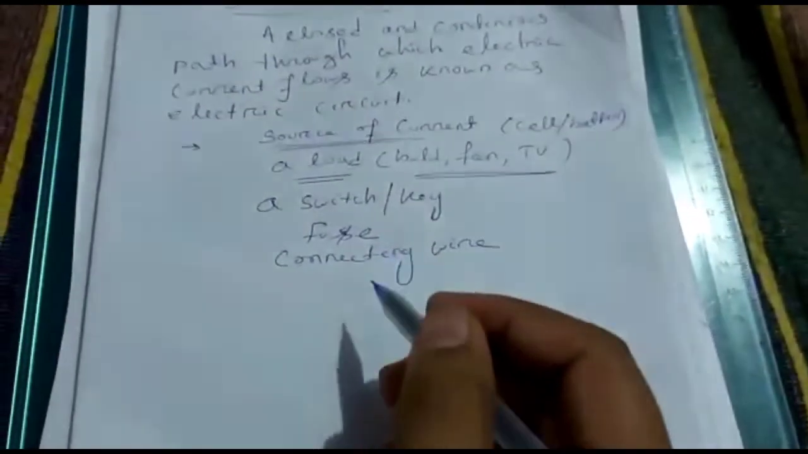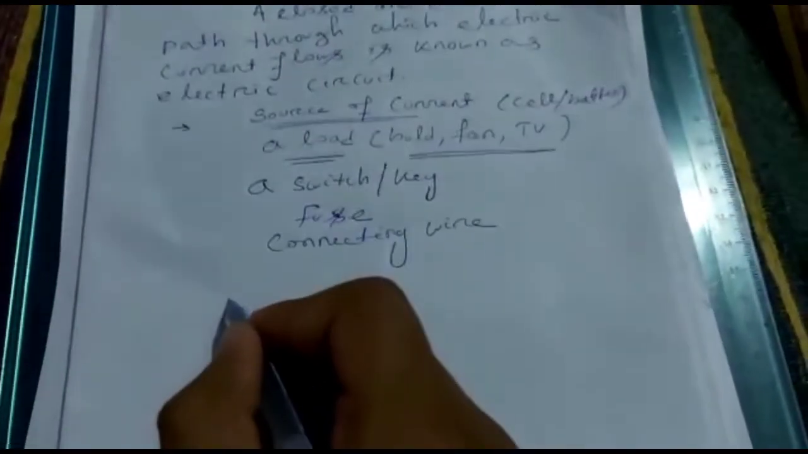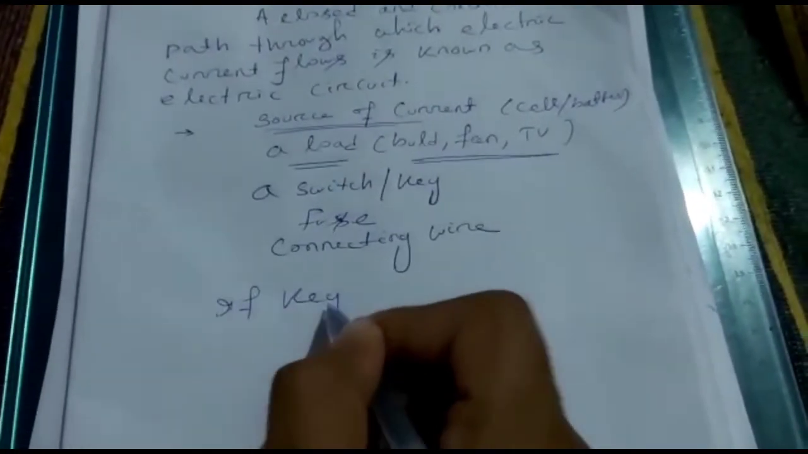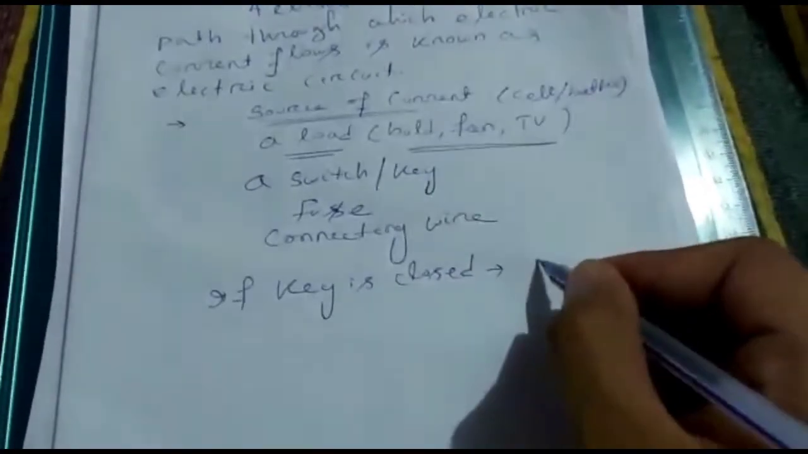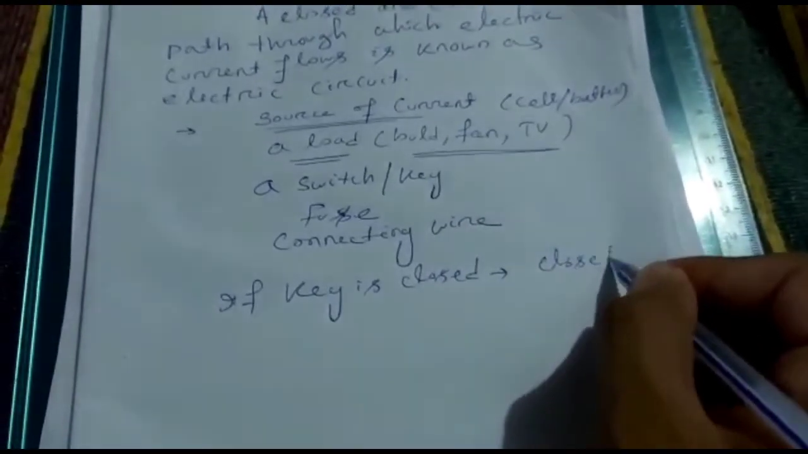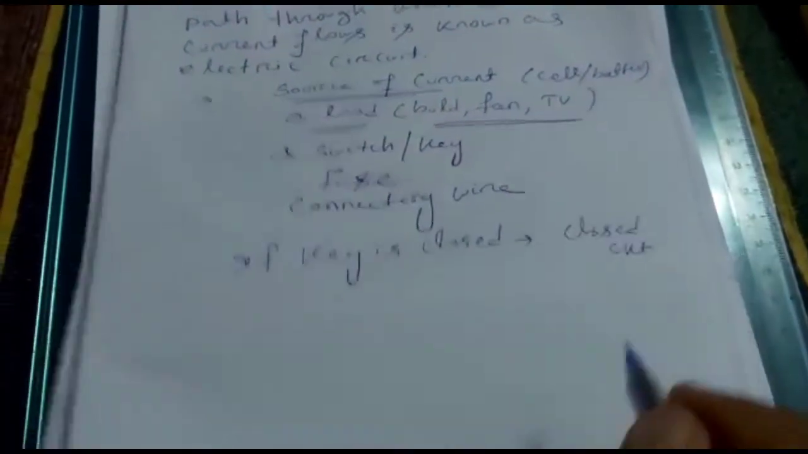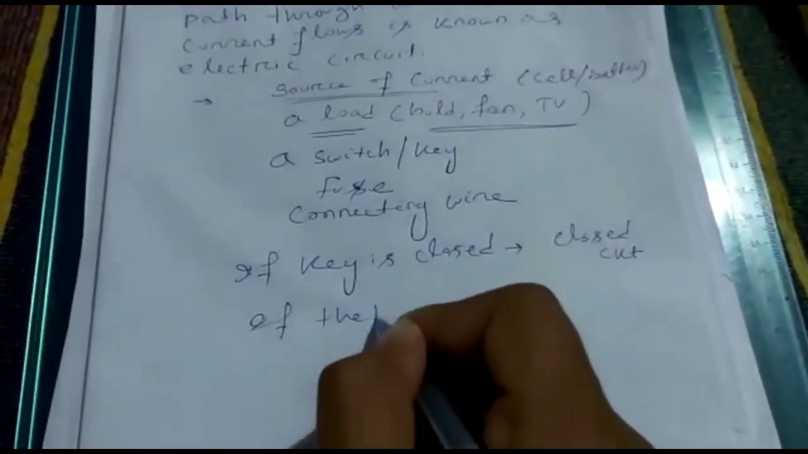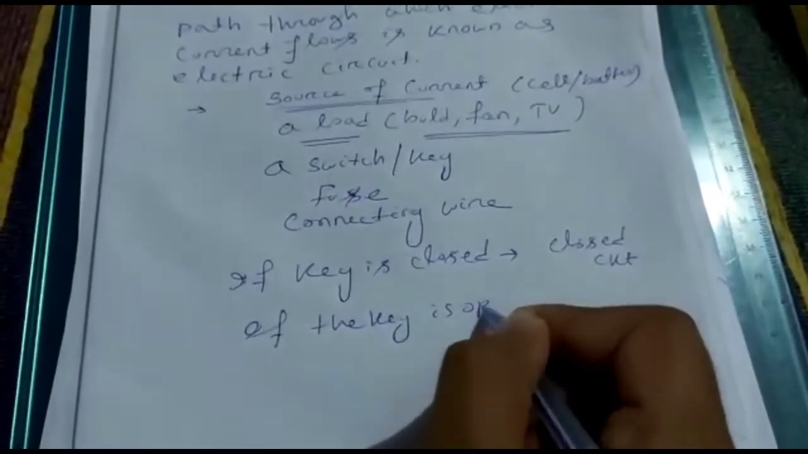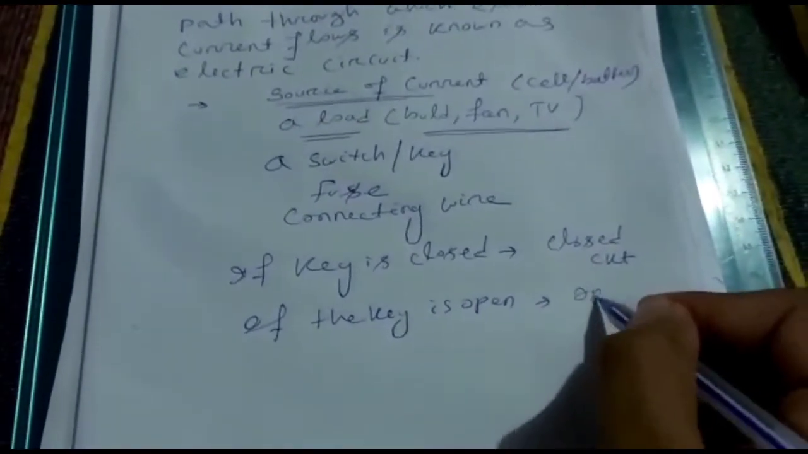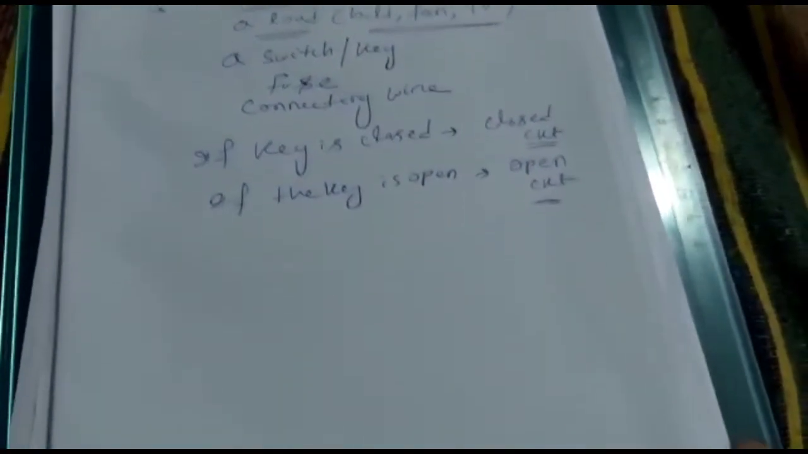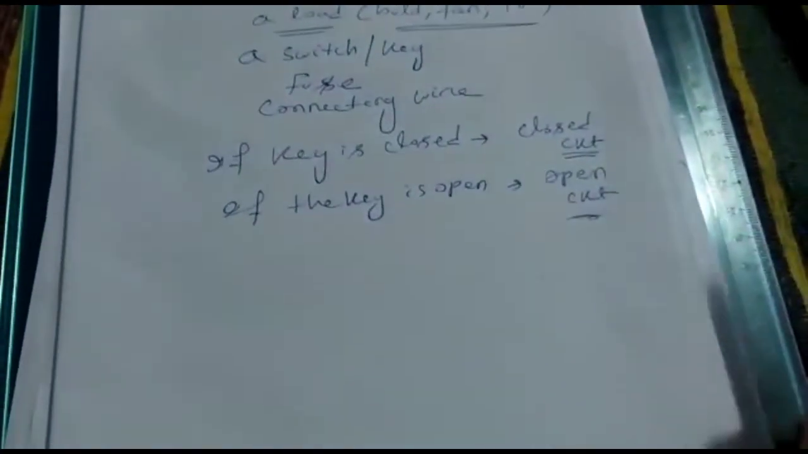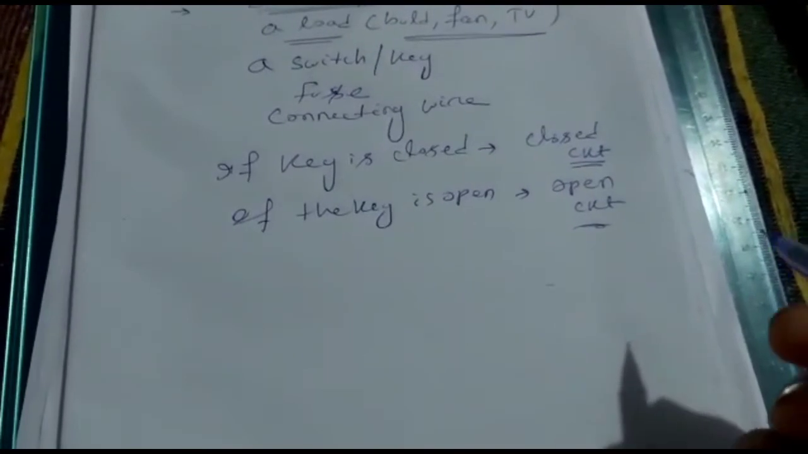Okay, then if the key is closed, then the circuit is known as closed circuit. If the key is open, then the circuit is known as open circuit. CKT means circuit. It is the short form of circuit. Okay. Now, generally we use circuit diagram for the representation of electrical circuits.